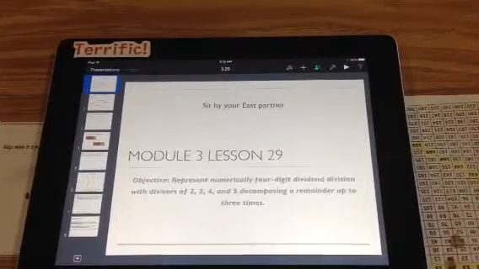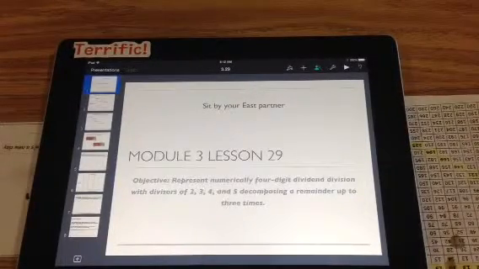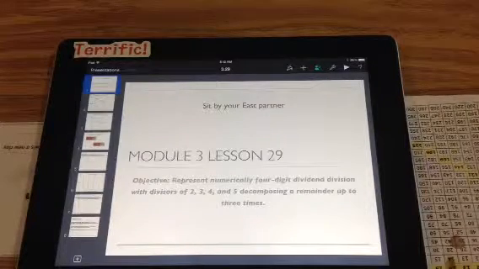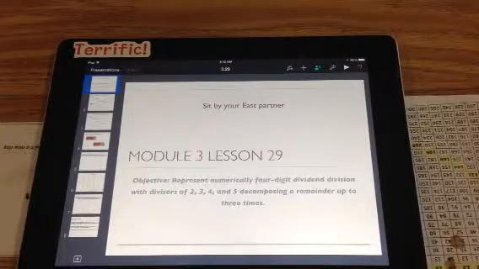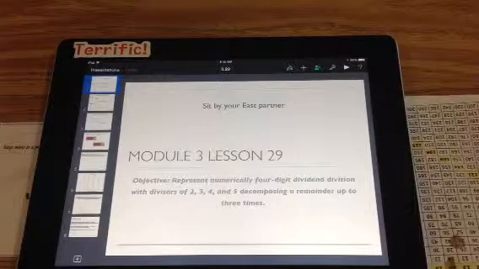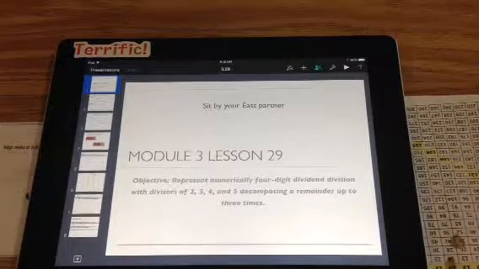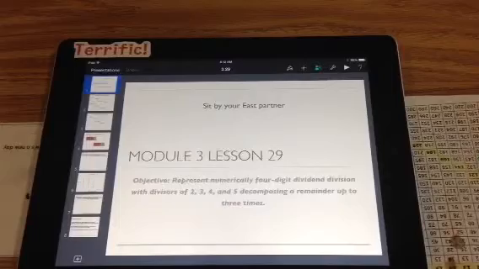All right, as you can see, we have moved on to lesson 29. Our objective for this one is now dividing a 4-digit dividend by divisors of 2, 3, 4, and 5. We may or may not have remainders, and we may have to decompose up to 3 times.